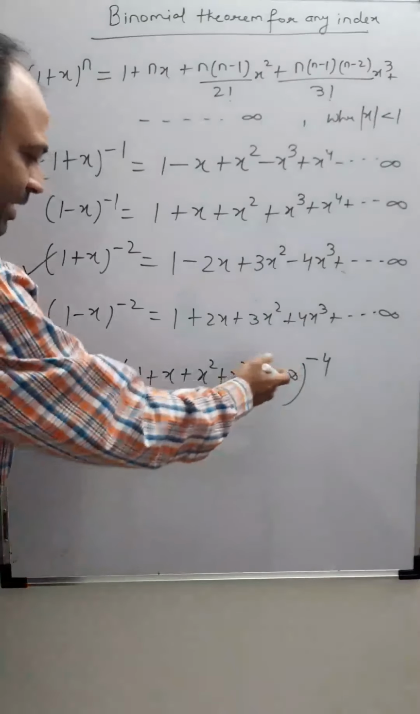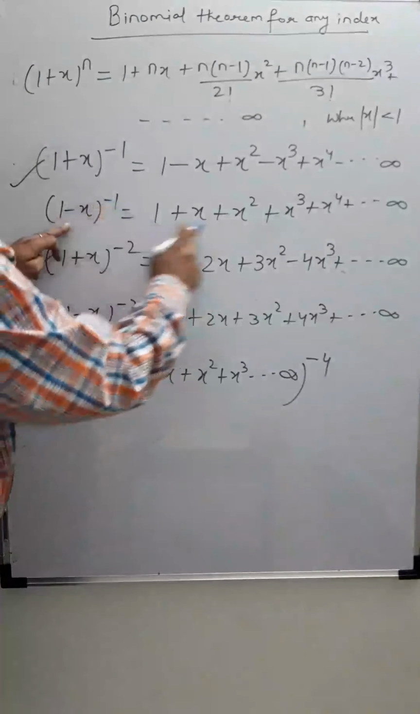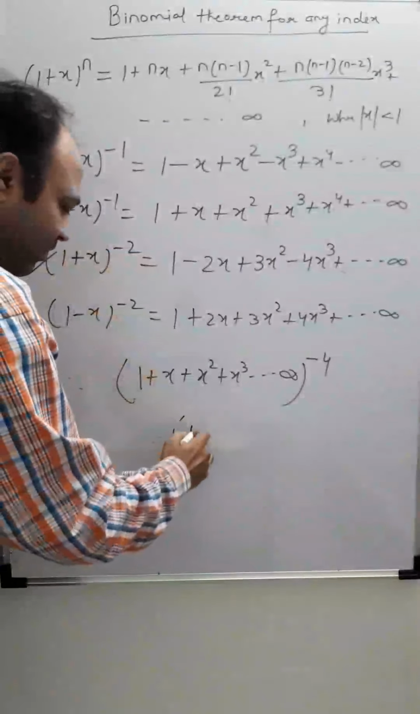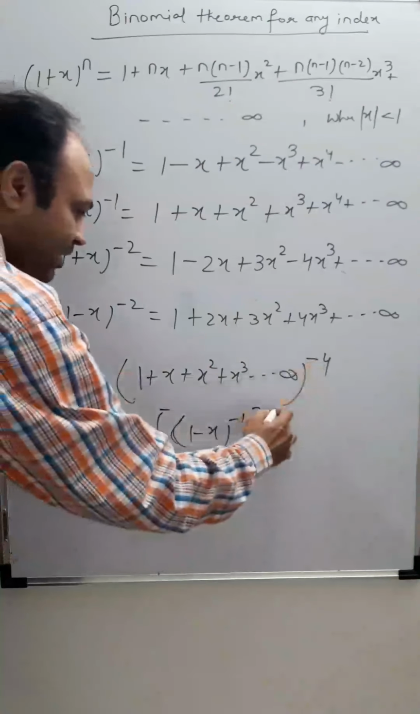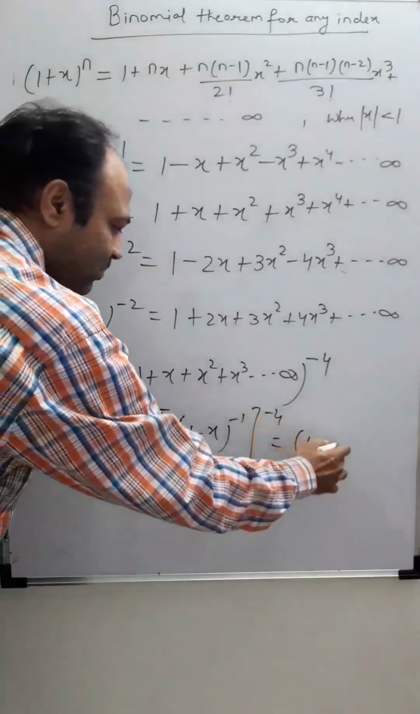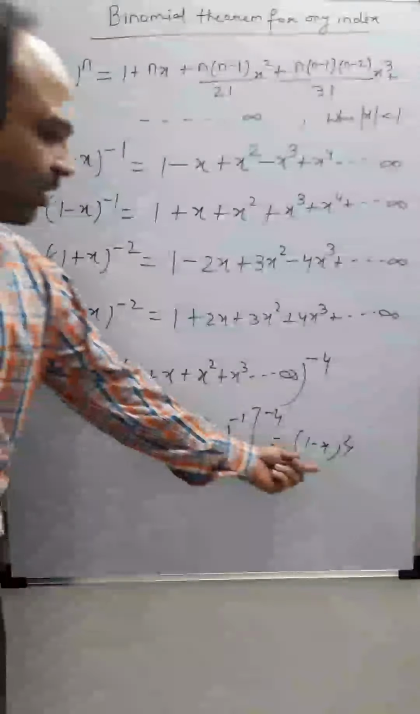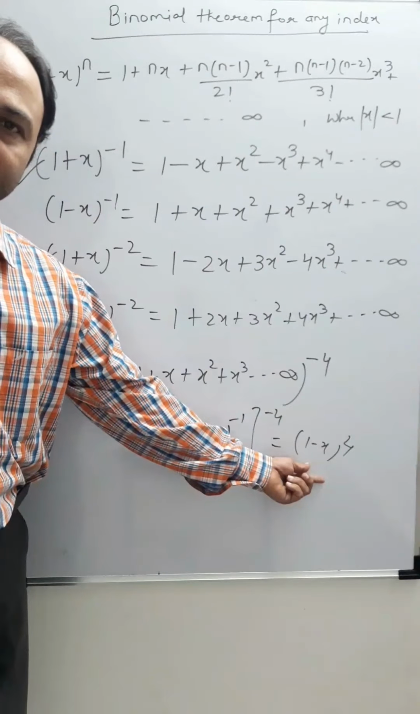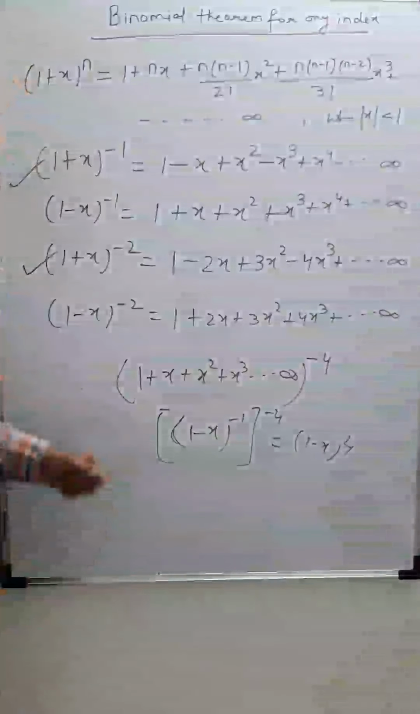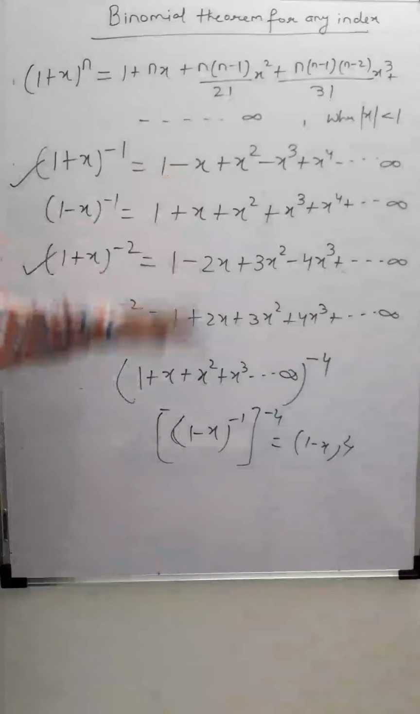Now in this expansion to the power minus 4, you have to find the fifth term. So we know this expansion came from 1 minus x to the power minus 1. So we can write (1 minus x) to the power minus 1, and here it is minus 4. So it becomes (1 minus x) to the power positive 4. Now it becomes binomial, and here you can get the coefficient of x or x square, whatever it is. Fine. So that is why you have to remember this.